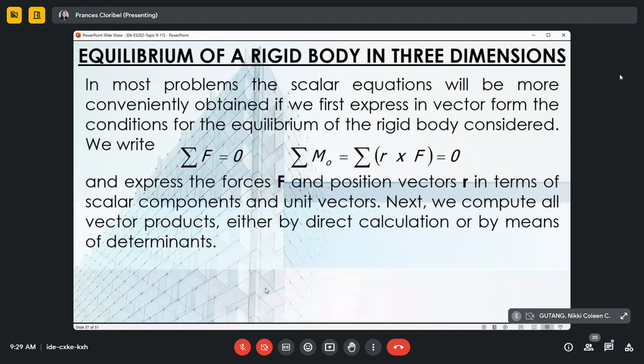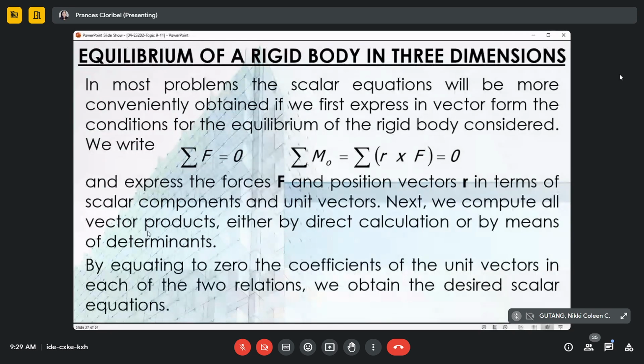Na may na nga solution sa matrix, and that is still okay. Kung ganahan mo nga magamit mong determinants, pwede. Now, by equating to 0 the coefficients of the unit vectors in each of the two relations, we obtain the desired scalar equations of each of the conditions of equilibrium.